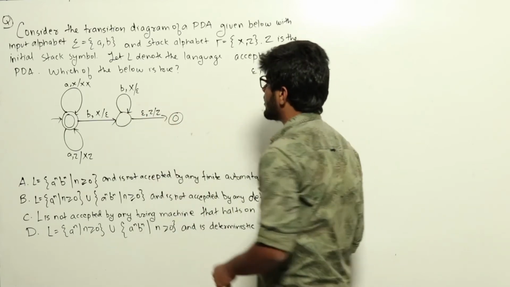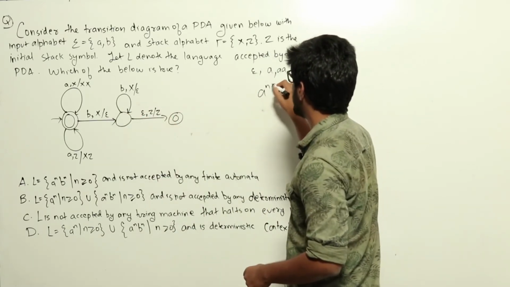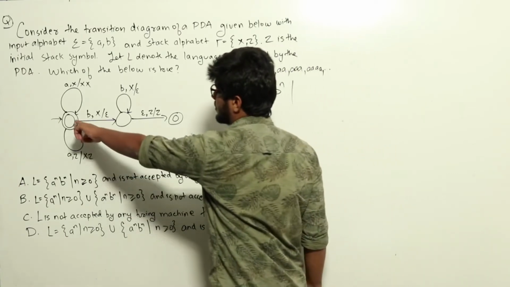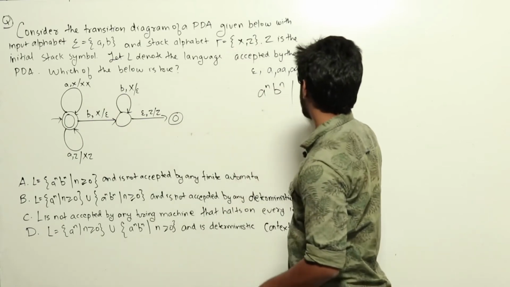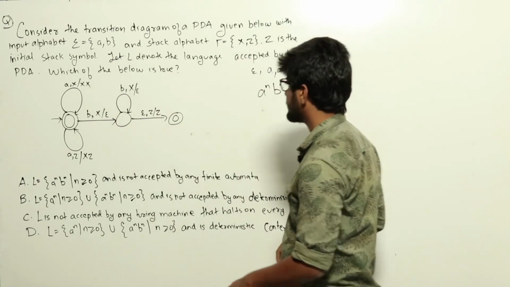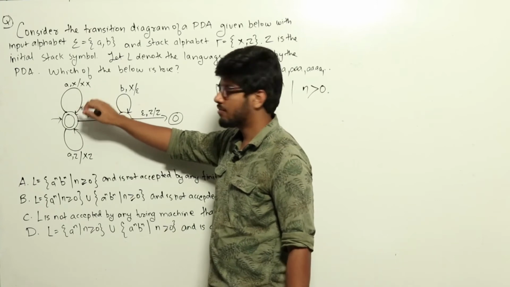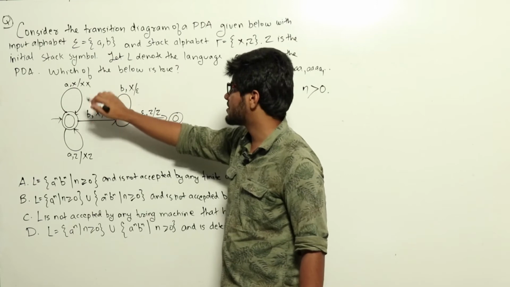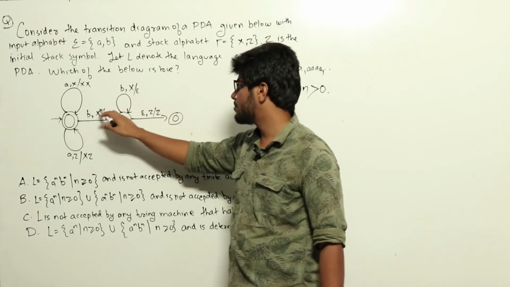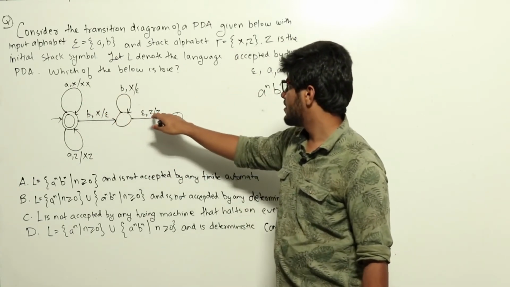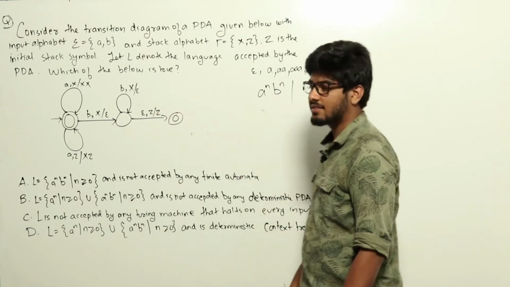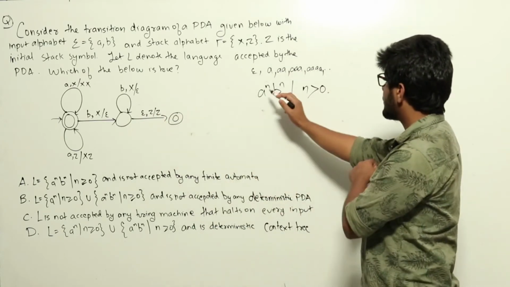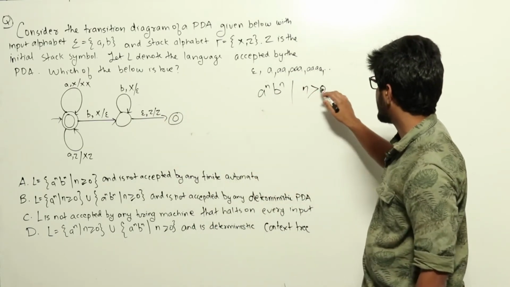So this is nothing but accepting strings of the form a power n, b power n, such that n is greater than 0. There should be at least one A which will push at least one X to the stack. After that, at least one B will pop that X. After that, if it sees the initial stack symbol, it will go to the accepting state. So that part will be nothing but a power n, b power n, such that n is greater than 0.